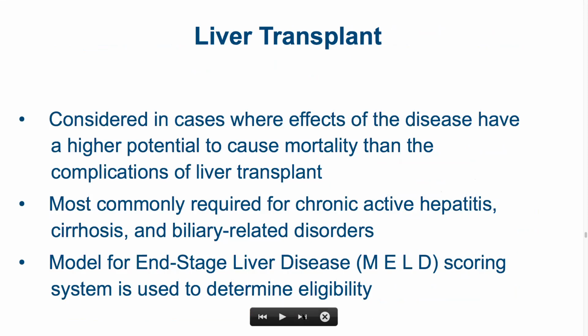Transplantation is considered in cases where effects of liver disease have greater potential to cause mortality than the short and long-term complications of liver transplant. The most common medical conditions requiring a transplant in adults are chronic active hepatitis, cirrhosis, and biliary-related disorders. A patient's eligibility to be placed on the waiting list for a liver transplant is determined based on the MELD scoring system. After transplant, all patients require immunosuppressant drugs to prevent rejection of the new liver.